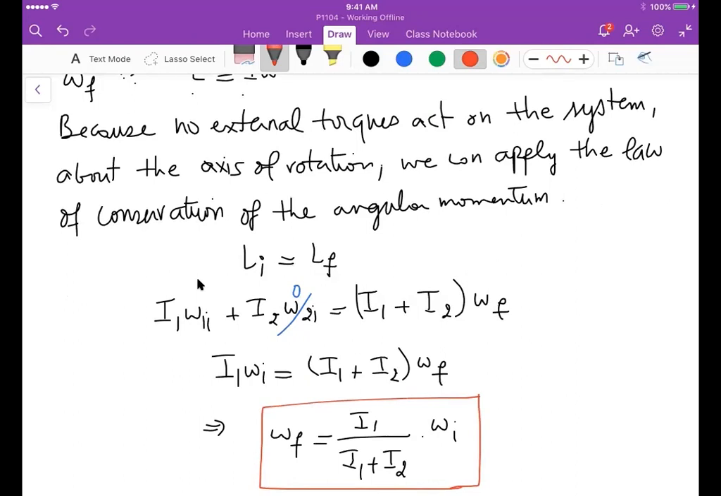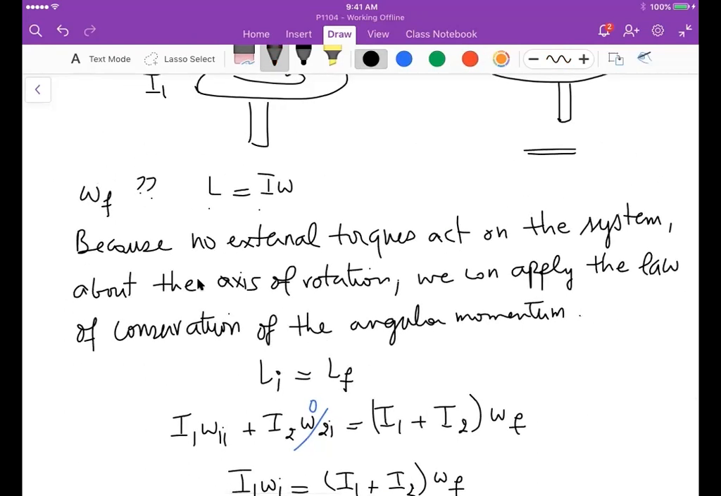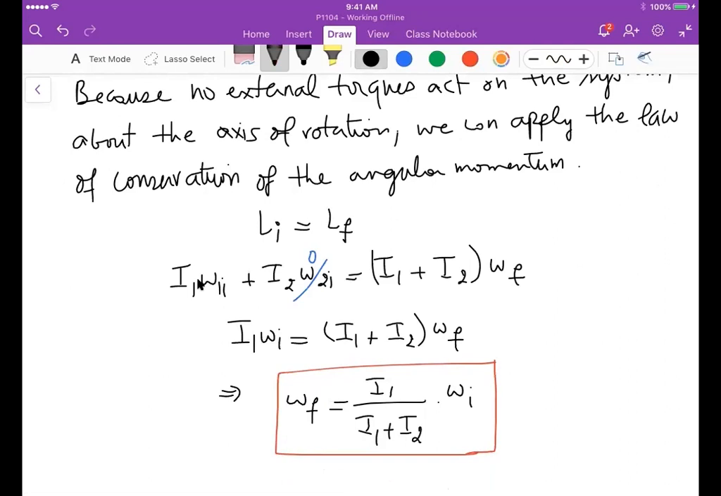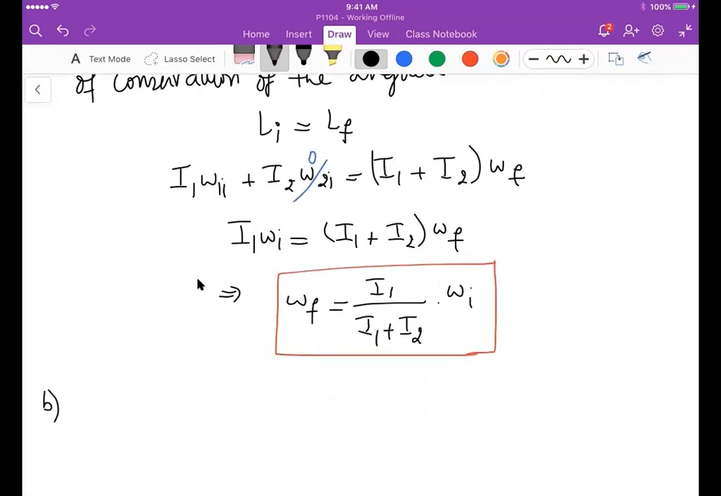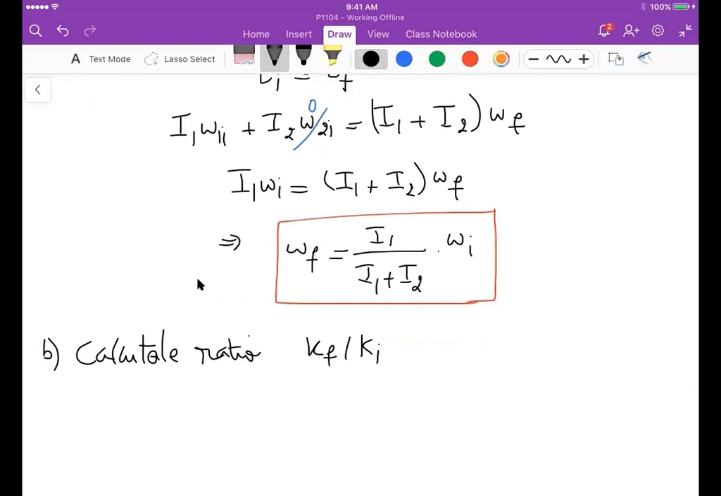That was part A: how much is omega final? Now the question in part B is how much the kinetic energy has decreased during this interaction. The explicit question is that you have to calculate the ratio of the final to the initial kinetic energy of rotation. So you have to calculate the ratio K final over K initial. For this reason, we have to evaluate both the initial and the final kinetic energy of rotation.